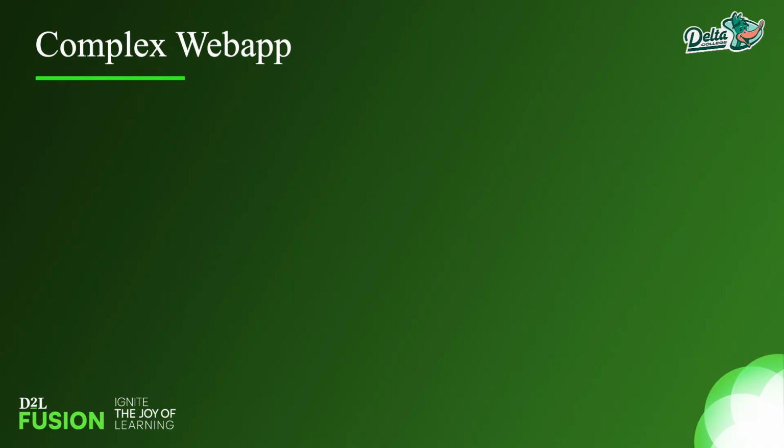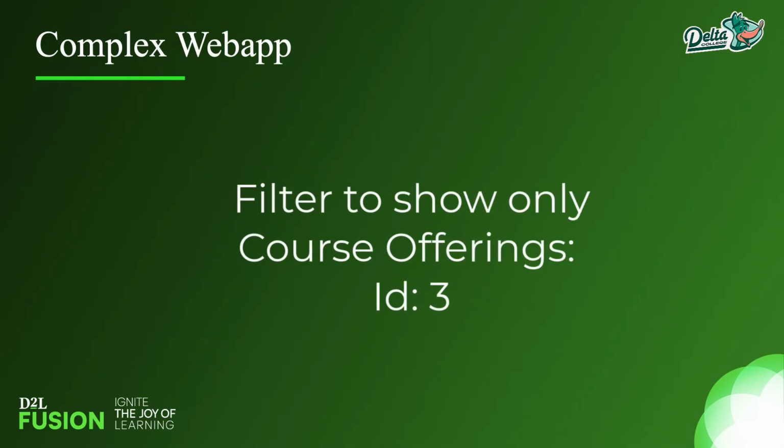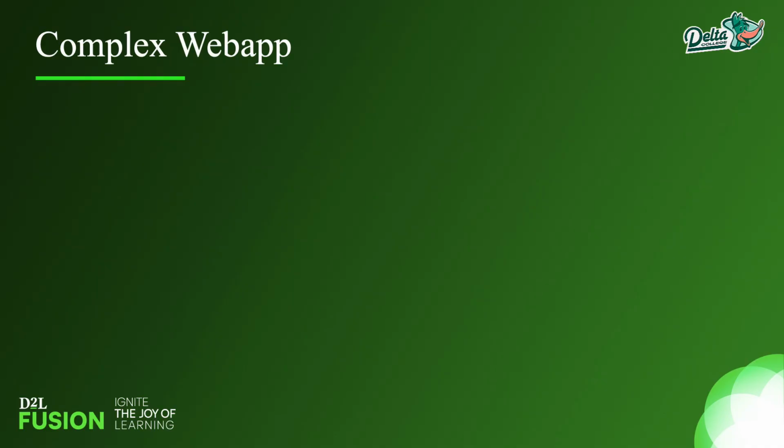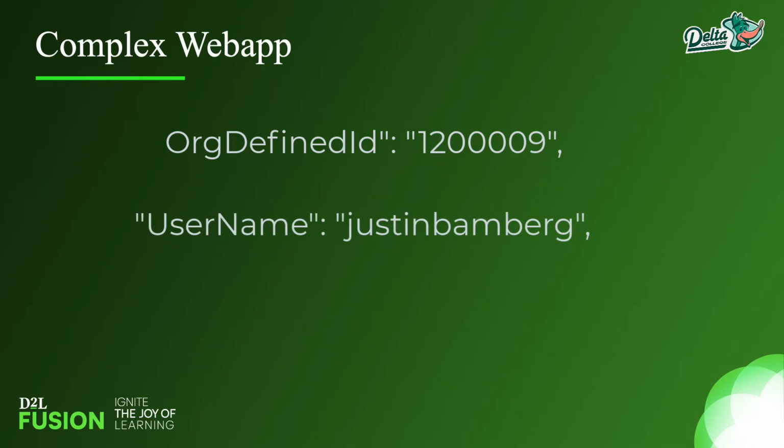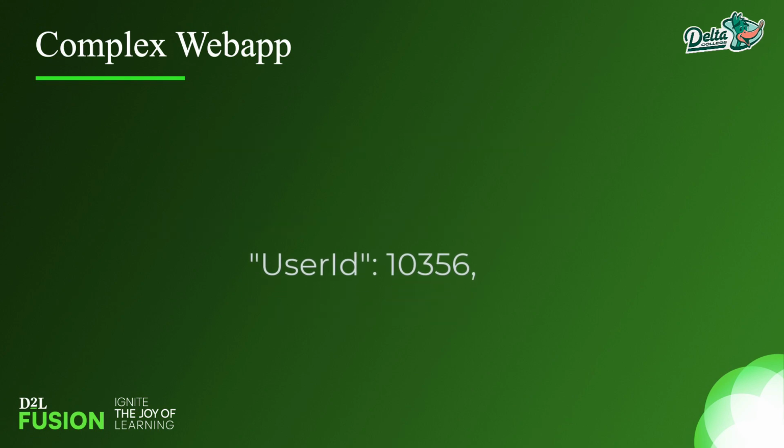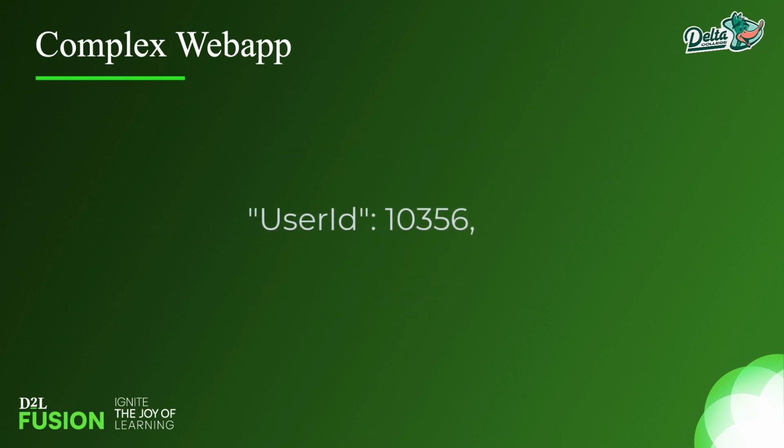We can add that to our prompt for ChatGPT to ask for the results to be filtered to show only course offerings. The hardest part of this project is that we need to make one additional API call first. Why? The reason is simple. D2L API calls don't include everything. Some API calls allow for using org-defined IDs or usernames, but most are driven by the user ID.